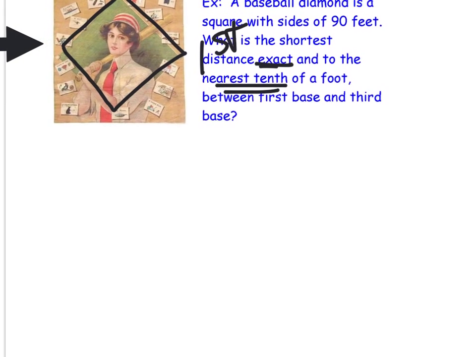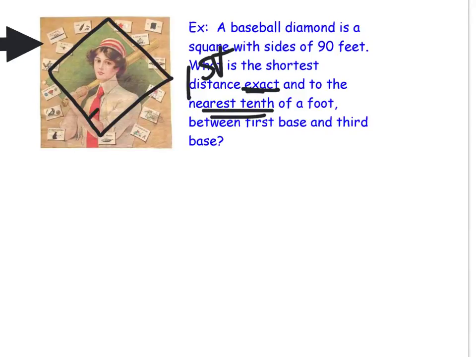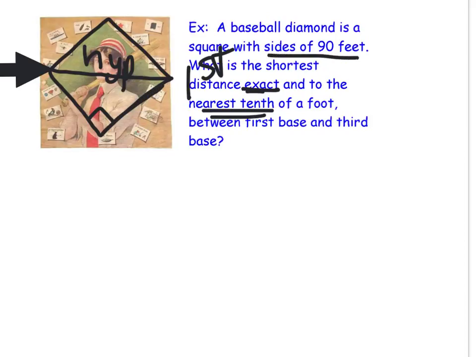Since this is a right angle here, and you're trying to find this distance across from first to third, you are looking for the hypotenuse across from the right angle. It tells you in the problem the sides are 90 feet. So you have 90 and 90. What are these called? Say it. It's the leg. So A and B are both 90, and we're looking for the hypotenuse.